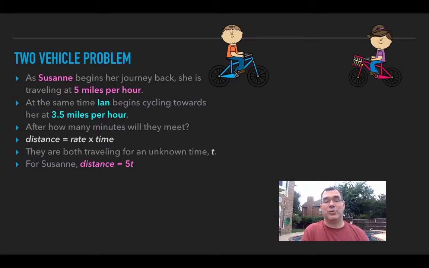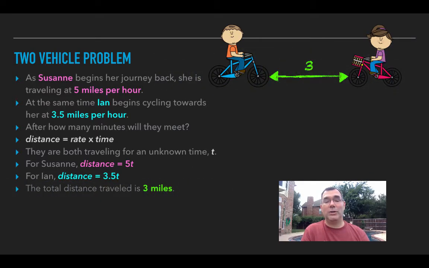Suzanne's distance is her rate, which is 5, times her time, which is t. Ian's distance is his rate, 3.5, times the same time, t. The total distance that has to be traveled is the distance that is between them, which is 3 miles, as we learned on the previous slide. Okay, so those two, 5t and 3.5t, have to add up to 3. And so we collect like terms. We get 5t plus 3.5t is 8.5t. The 3 stays a 3.